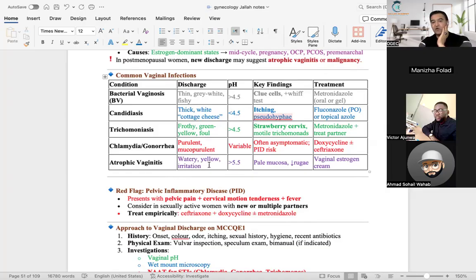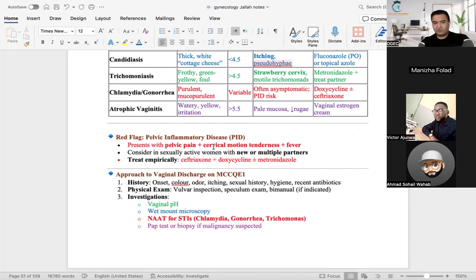Atrophic vaginitis: watery yellow discharge, irritation, the pH will always be above 5.5. Pale mucus, and vaginal or topical estrogen will be the treatment.